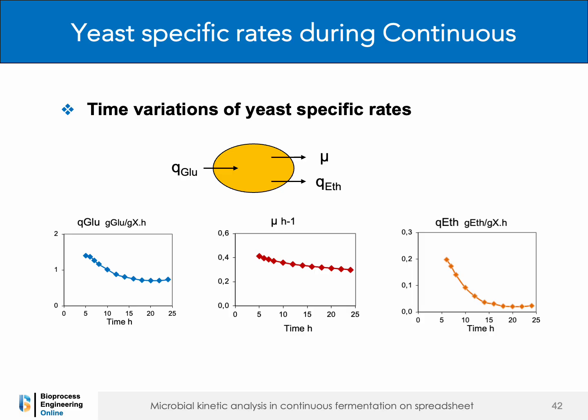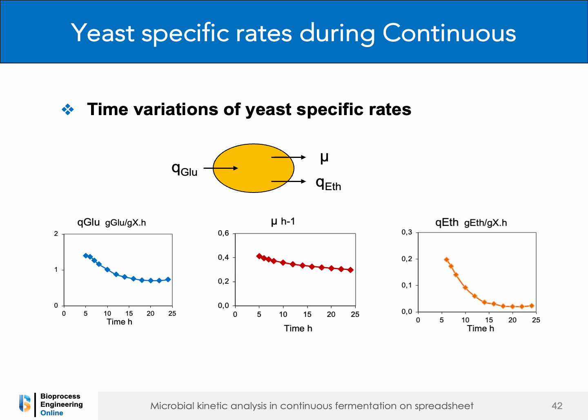Based on the observed time variations in the specific rates of yeast growth, ethanol production, and glucose consumption during continuous fermentation, several conclusions can be drawn regarding the kinetic behavior of the yeast. The yeast exhibits similar temporal trends in its specific rates of growth and metabolism. The highest specific rates are observed at the end of the initial batch phase. During the continuous phase, these specific rates gradually decrease.